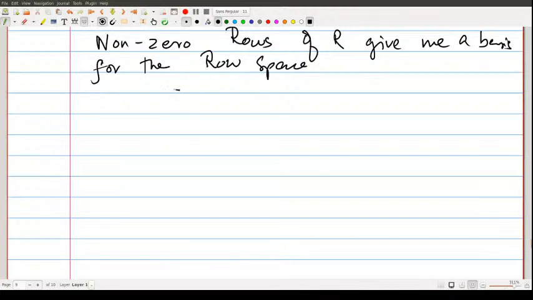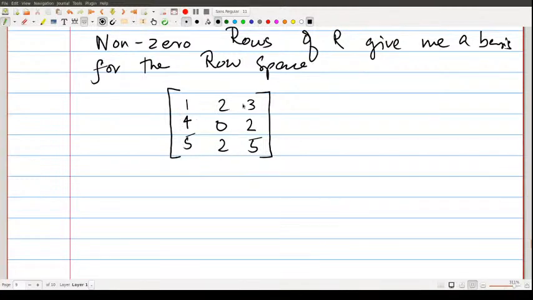Let's take a matrix in which we do get 0 rows, right? So for example, I have 1, 2, 3, 4, 0, 2. And now let me just add these two rows. So 1 plus 4 is 5, 2 plus 0 is 2, 3 plus 2 is 5. I can immediately see that I have taken the third row to be a linear combination of the first row, which means the third row is not independent of the first two. The basis is going to be just these two. And we can see that when we do Gaussian elimination.